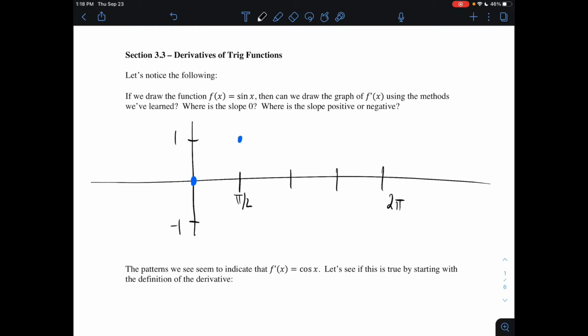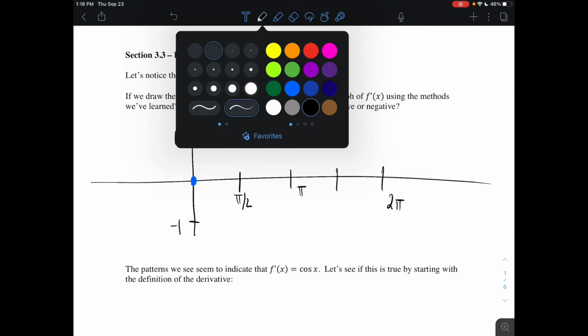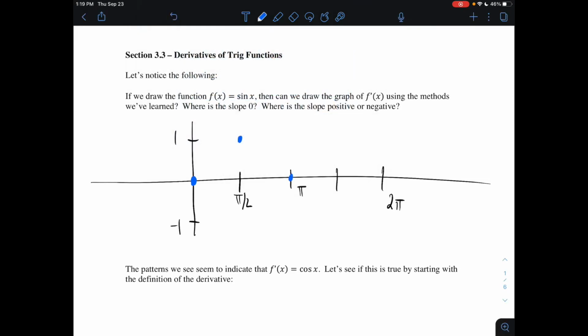And then we go back down. When x is pi, sine of x is 0. And then at 3 pi over 2, sine x is equal to -1. And then we just return back to equilibrium at the end of the period length at 2 pi. And we just get our familiar sine wave shape.